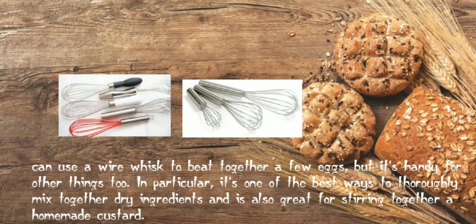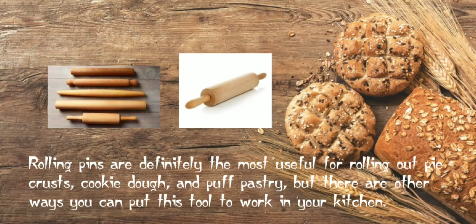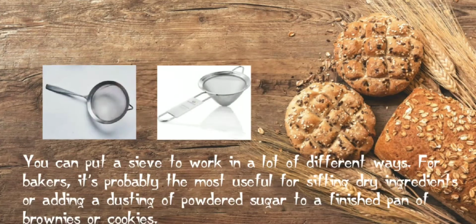Whisk. We can use our whisk to beat together a few eggs, but it's handy for other tasks too. In particular, it's one of the best ways to truly mix together dry ingredients, and is also great for stirring together a homemade custard. Rolling pin. Rolling pins are definitely the most useful for rolling out pie crust, cookie dough, and puff pastry, but there are other ways you can put this tool to work in your kitchen.